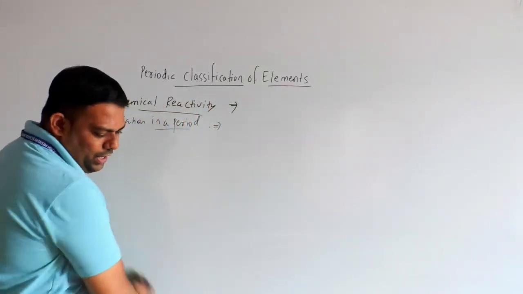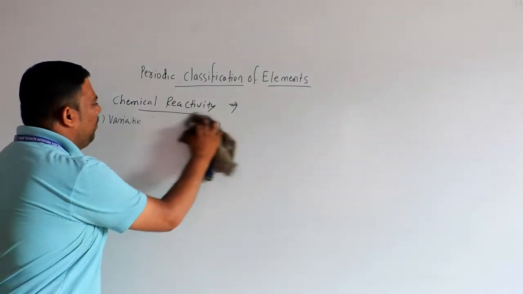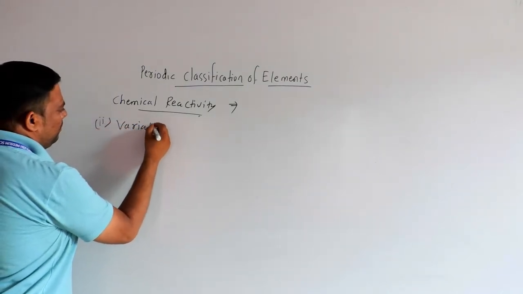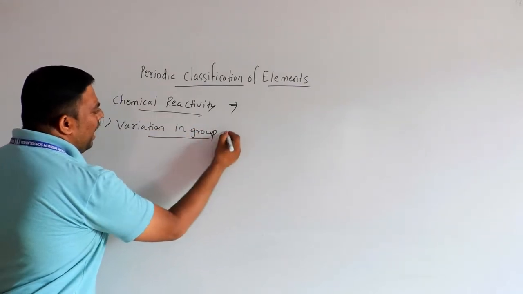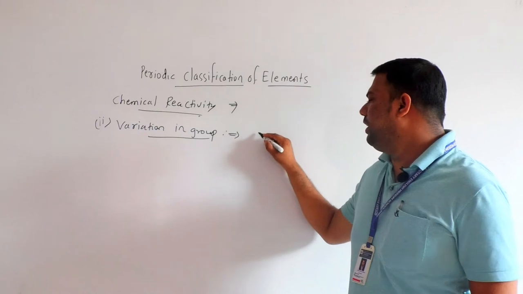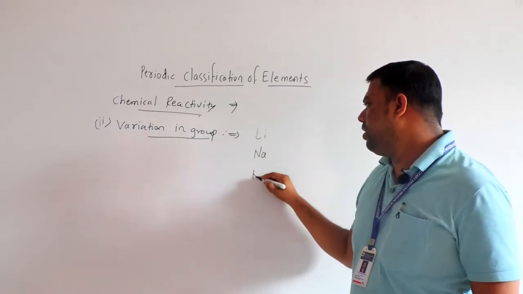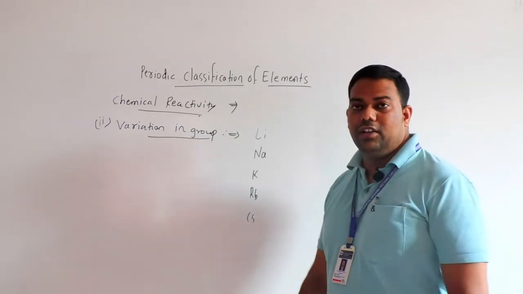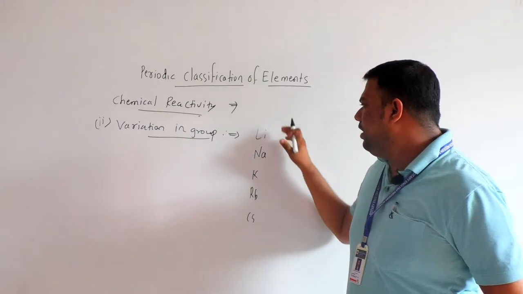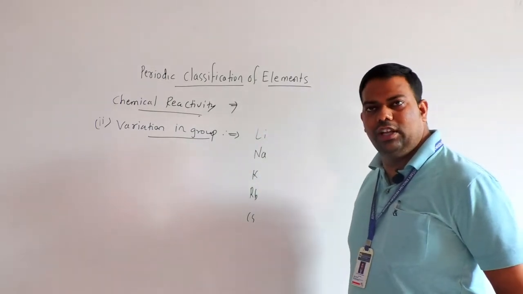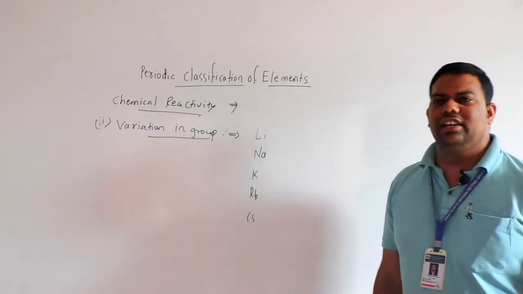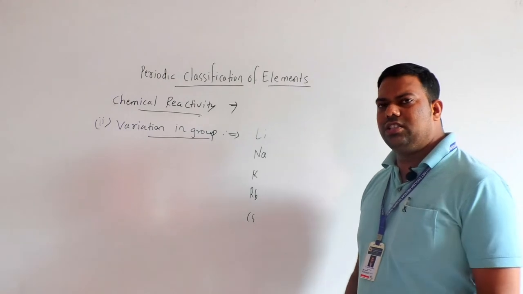Now we will discuss variation in a group. In a group, we arrange elements such as lithium, sodium, potassium, rubidium, cesium, and francium, which is a radioactive element. In a group, the valence electrons are the same, so chemical reactivity varies gradually in a group.